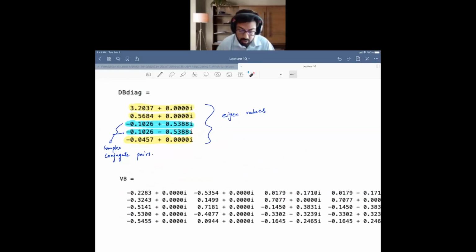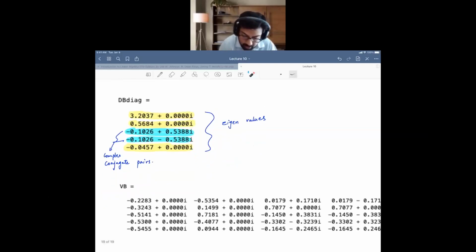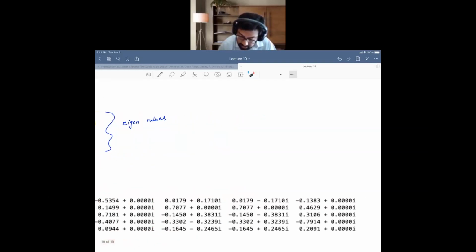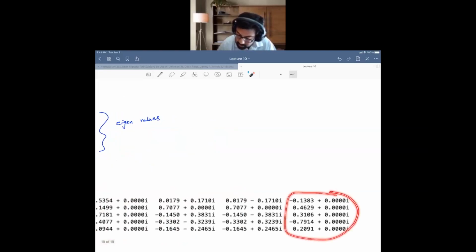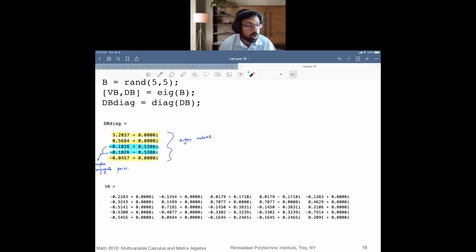Now, the same function EIG also gave me all the eigenvectors. So you see the eigenvectors, there are 5 eigenvectors here. The eigenvector that corresponds to the real eigenvalue is real. You see a real eigenvector here, real eigenvector here, and the last one is also a real eigenvector here. However, the eigenvectors that corresponded to complex eigenvalues gave me complex eigenvectors.